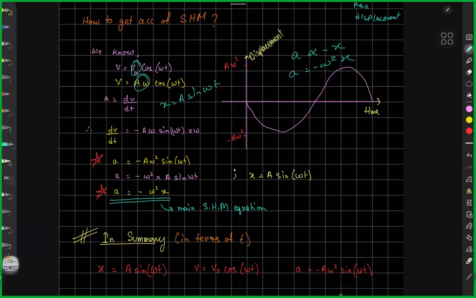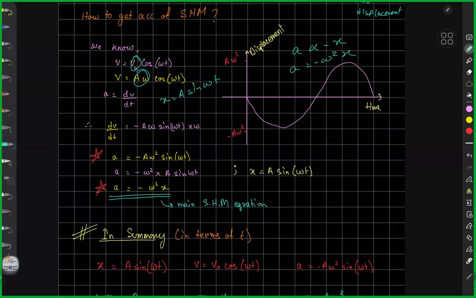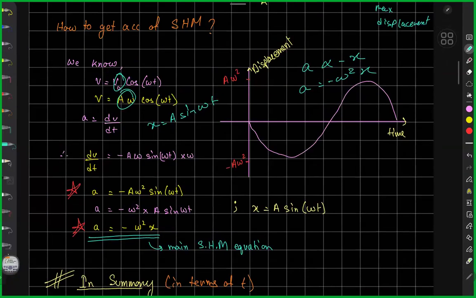What is the derivative of velocity? What do you get if you take a derivative of velocity? Acceleration. Perfect. So if I take the derivative of velocity with respect to time, I get an equation of acceleration. Okay. So now let's do that. Let's do a derivative of velocity. V is equals to V naught. Actually, I have to write it in terms of A omega: A omega cos omega t.